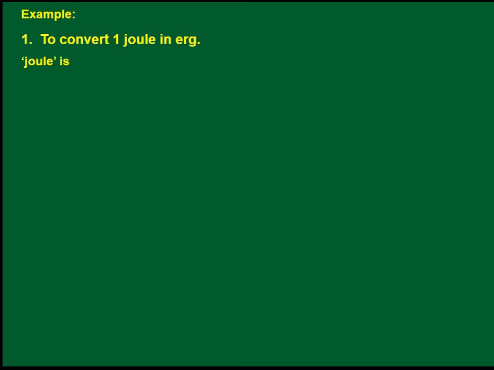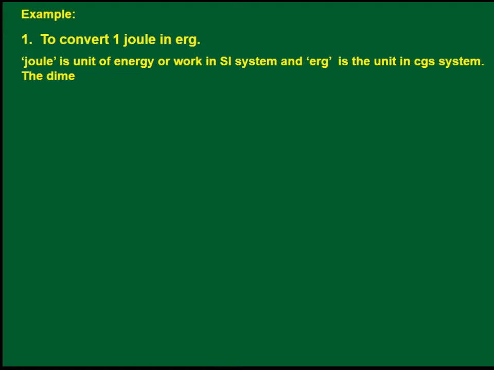Mass in SI unit is 1 kg, is 1000 gram. Length 1 meter is 100 centimeter. Time is 1 second in SI unit. And in CGS 1 gram, 1 centimeter, 1 second. Therefore a is equal to 1, b equal to 2, c equal to minus 2. Refer the dimension.